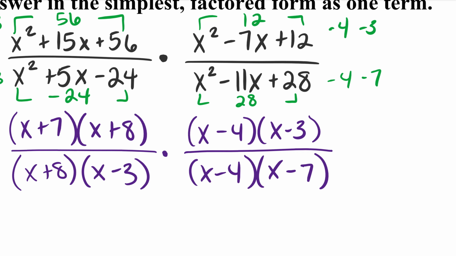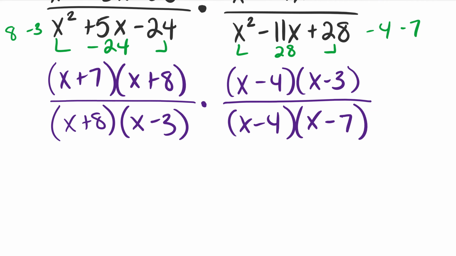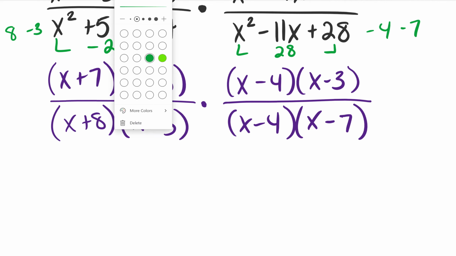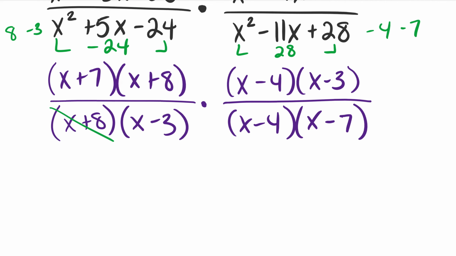Sweet. Okay, now's the fun part. Cross off everything that's the exact same. Okay, so let's do that. I have x plus 8, x plus 8. I have x minus 4, x minus 4. Okay, then I have x minus 3, x minus 3. As long as it's vertical, up and down, or diagonal, I can cross it off. I just can't cross off horizontal.